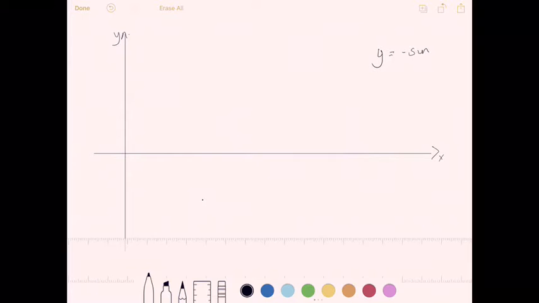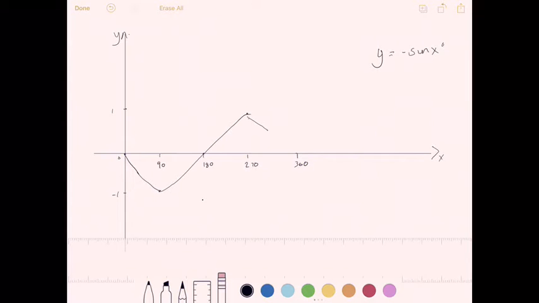The next graph we're going to look at is y equals minus sine x degrees. So the fact that the sign in front of sine is negative, the graph is inverted this time. So instead of getting a maximum value first at 90 degrees, you will get a minimum value first at 90 degrees. So we go from (0, 0) to (90, -1), (180, 0) to (270, 1). So the maximum is occurring at 270 degrees and the minimum is occurring at 90 degrees. So that is your graph of y equals minus sine x degrees.